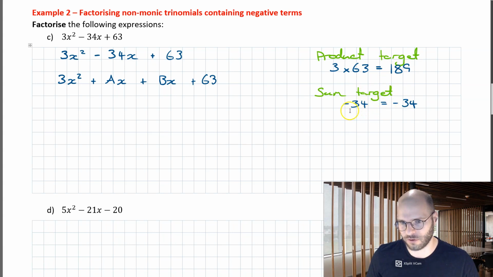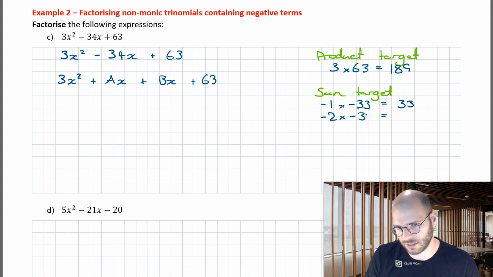What this is suggestive of is that both numbers A and B must be negative, because the multiplication of two negatives is a positive, but the sum is a negative. So in saying that, we're going to split minus 34 into, let's say, minus 1 plus minus 33. Next, we'll change it to a times, and that will give us plus 33. Going up by 1, we'll go minus 2 times minus 32. In this instance, it will be 64.